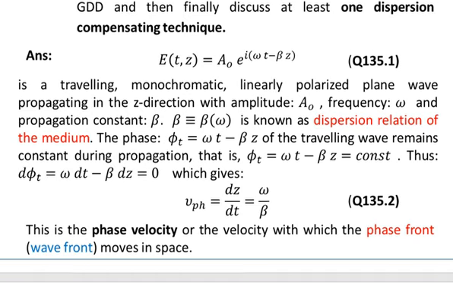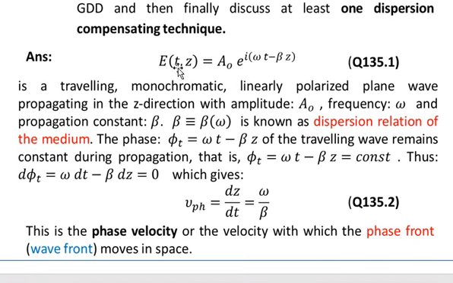The answer is, this is the electric field that we have shown. E as a function of time and z is equal to A naught e to the power iota (omega t minus beta z). This is the phase factor, omega t minus beta z. And you know that this phase factor remains constant. So we can set omega t minus beta z equal to a constant.